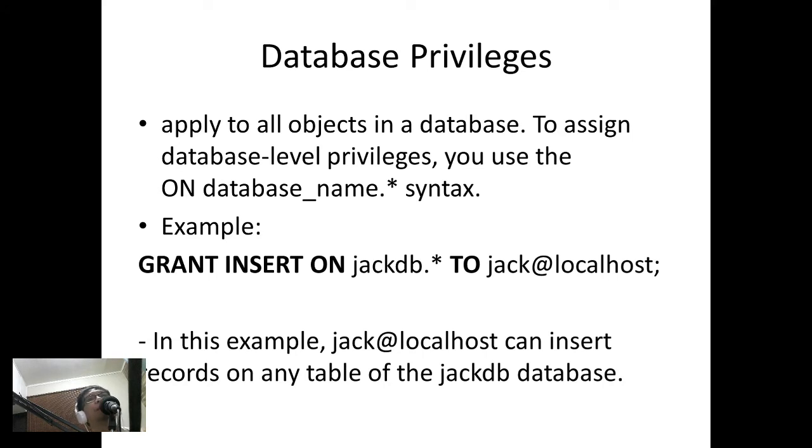Database privilege. What if we only give database privileges? These apply to all objects in a database. To assign a database level privilege, you use the syntax ON database name dot asterisk. Of course, if you review the previous one, wherein we have asterisk dot asterisk, in reality it is not so secure to grant the global privilege to just somebody else. So be sure that you only grant that privilege to authorized users. In this case, the database privilege will be assigned to all of the objects inside that database. Let's say, for example, GRANT INSERT ON jackdb dot asterisk. That means for all tables in the jackdb, Jack will have the insert privilege.